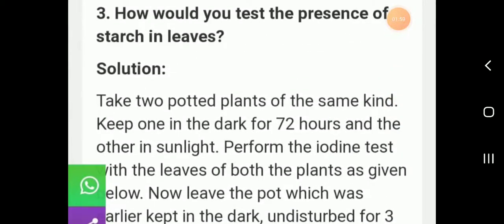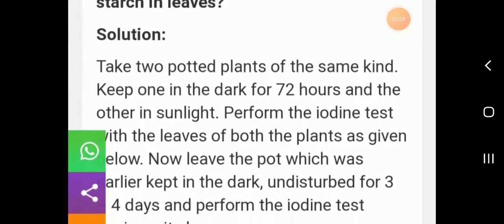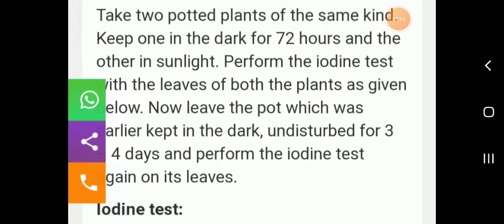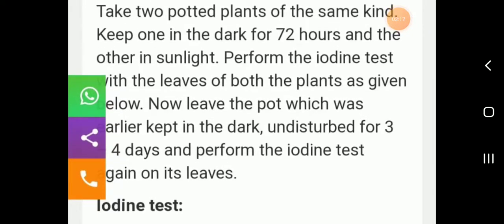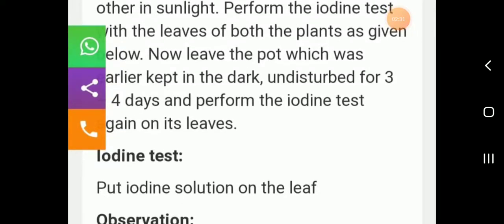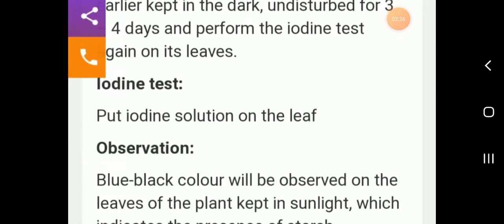How would you test the presence of starch in leaves? Students, listen. Take two potted plants of the same kind. Keep one in the dark for 72 hours and the other in sunlight. Perform the iodine test with the leaves of both the plants as given below. Now leave the pot which was earlier kept in the dark undisturbed for 3 to 4 days and perform the iodine test again on its leaves. Put iodine solution on the leaf.